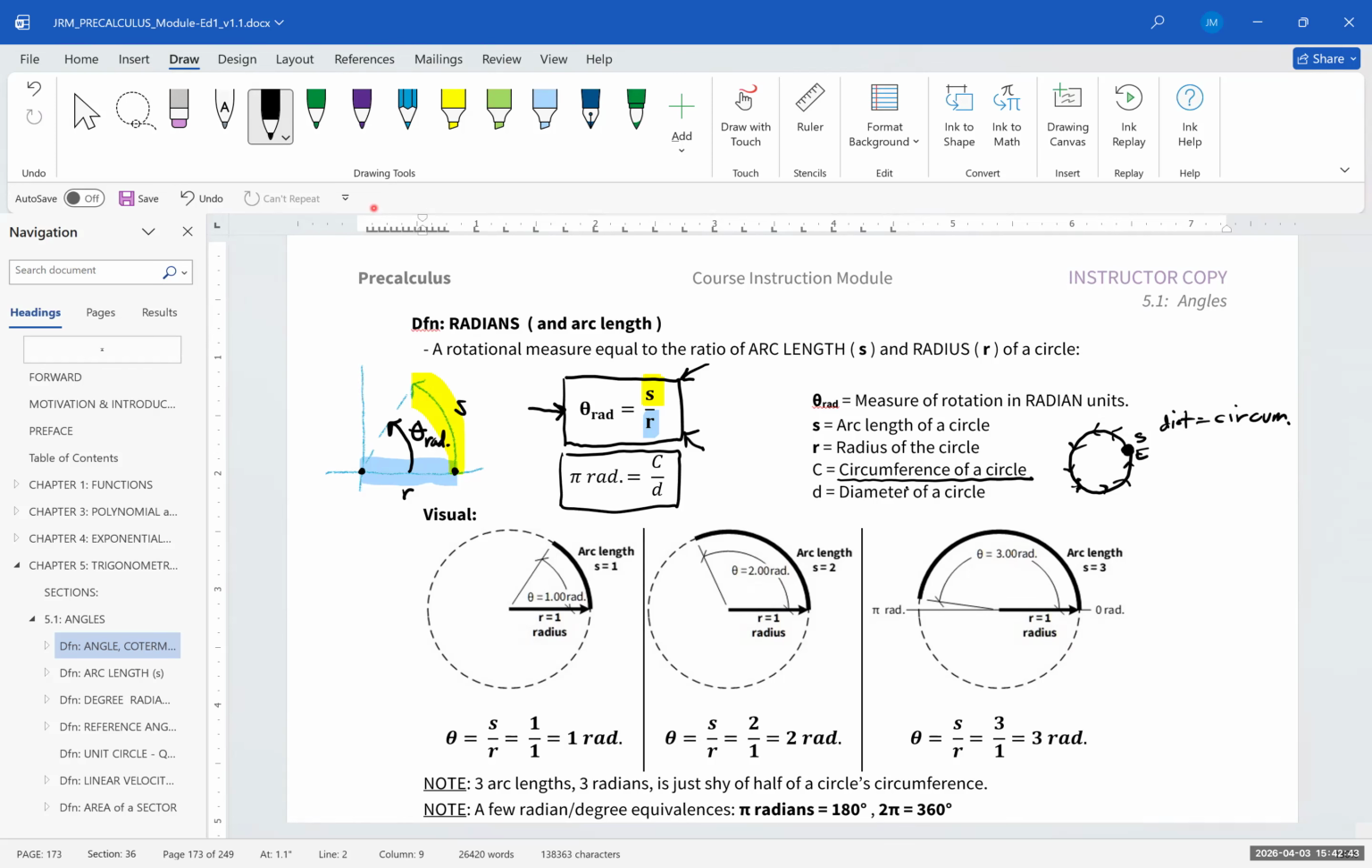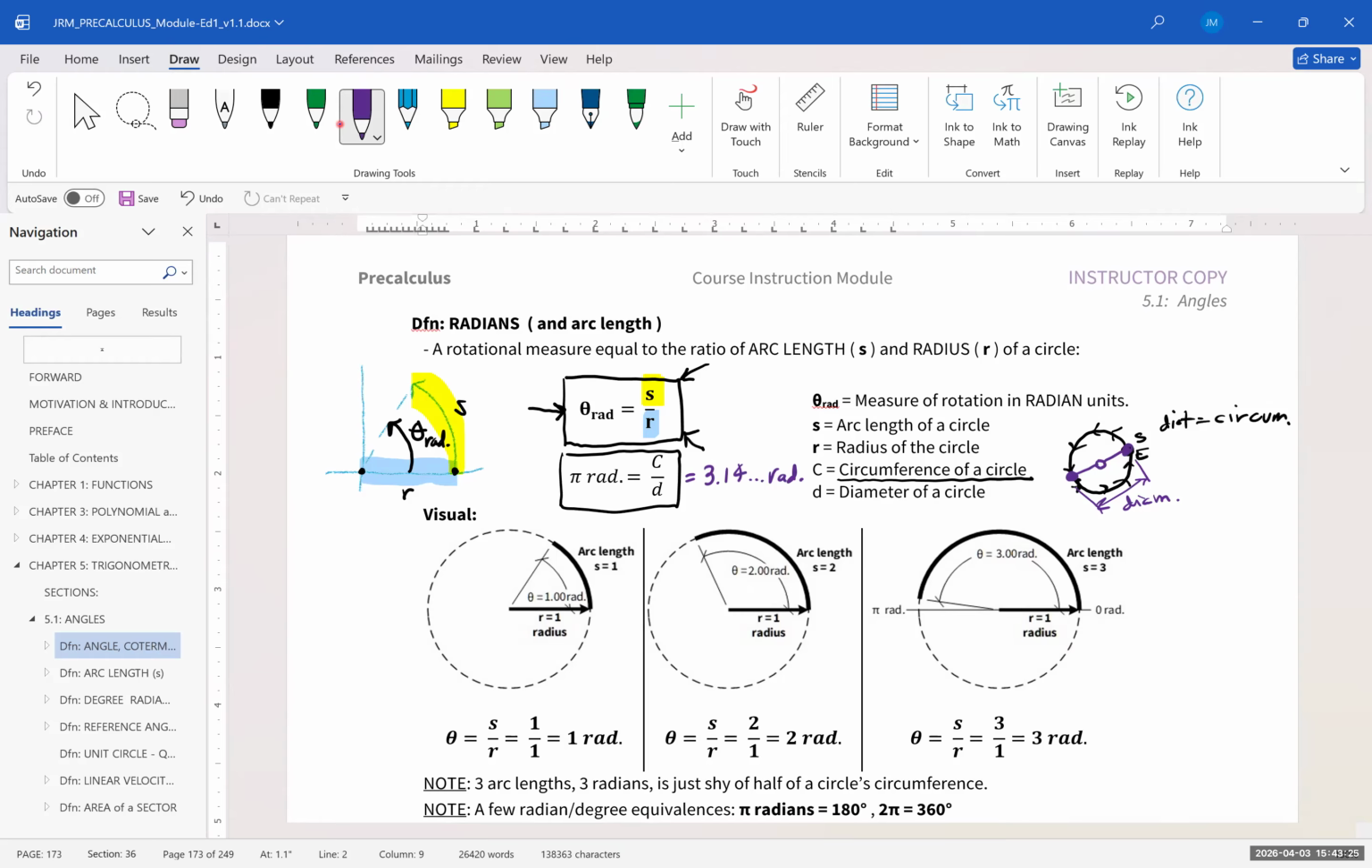And the diameter is the length of the line segment from one edge of the circle to the other edge, but it has to go through the center of the circle. So that distance from there to there is the diameter. So if you take the circumference of a circle and you divide it by its diameter, what you get is pi radians, or 3.14... radians. So just the number pi that you're maybe familiar with on your calculator.